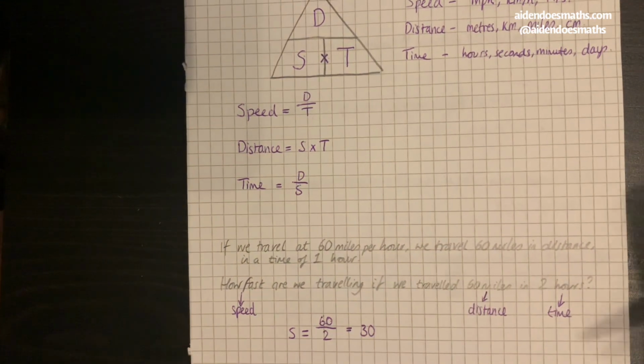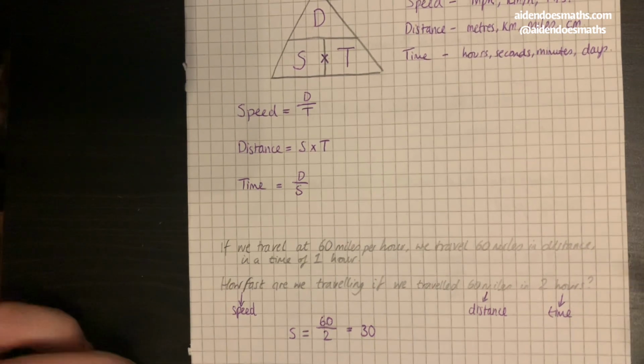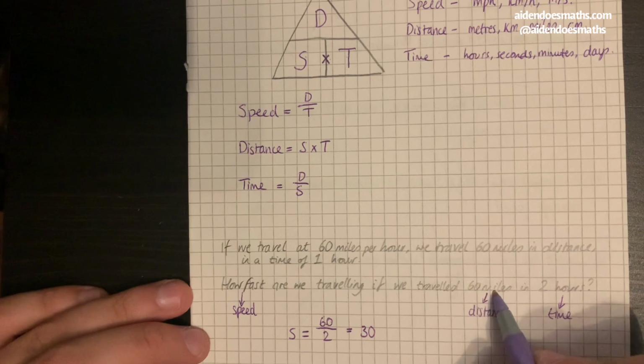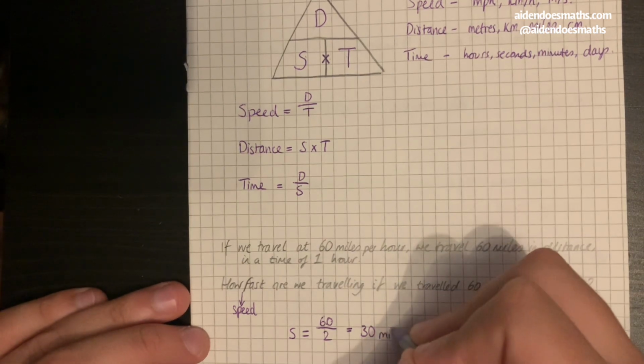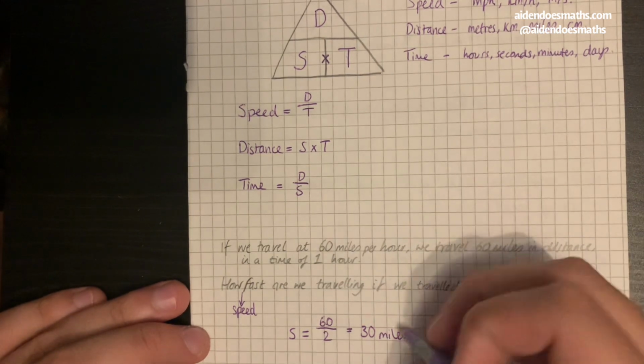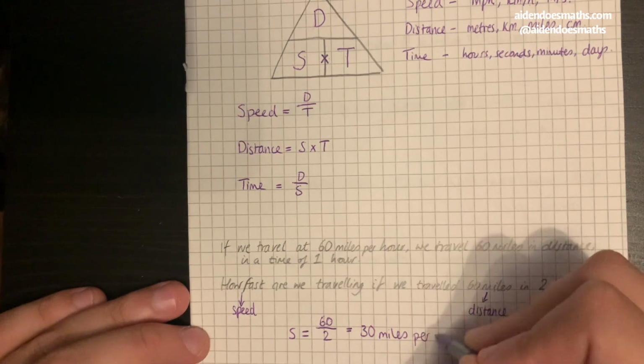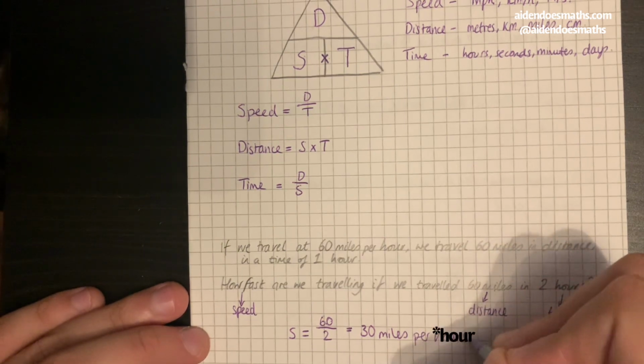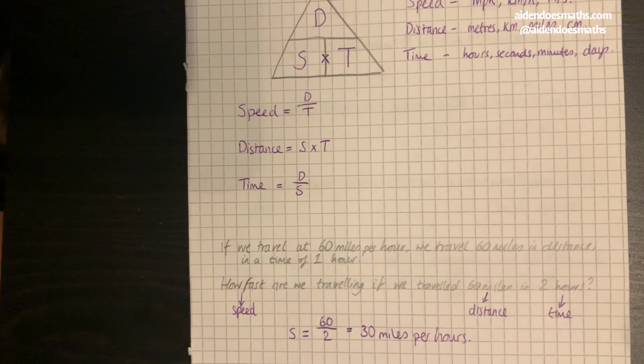Okay, and think about our units now for speed. This is the important part. So we're not going to go switching up any units. We don't need to change 2 hours into minutes or into seconds or anything like that. Okay, so it's simply 30 miles per, and our time was in hours. So use those same units that were used in the original question.